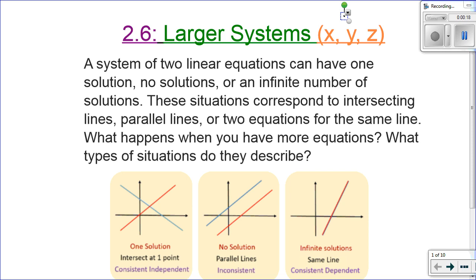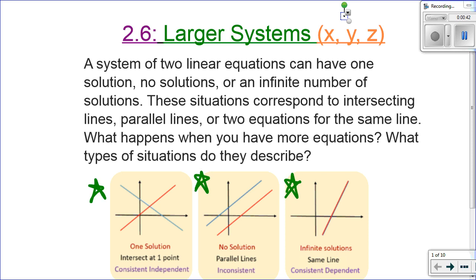A system of two linear equations can have one solution, no solution, or infinite solutions. So remember what that looks like. One solution, no solutions, parallel lines. Infinite solutions means that those lines are right on top of each other. Those situations correspond to intersecting lines. Parallel lines are two equations for the same line.